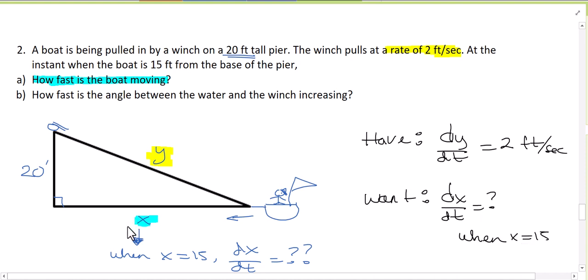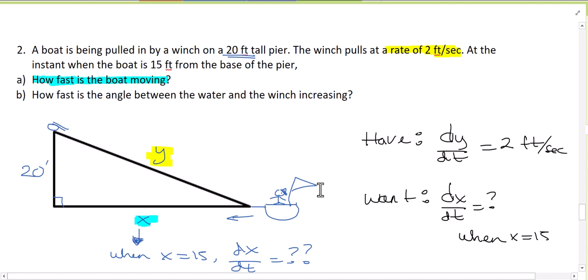Right? This x is not always 15, so don't put 15 in the picture. The only thing that's always fixed is the height of the pier. The height of the pier is not changing. All right, so then the third step is to write a formula that relates the variables in the numerators of your dwats. So y and x.